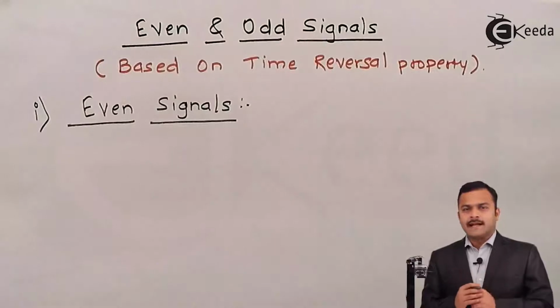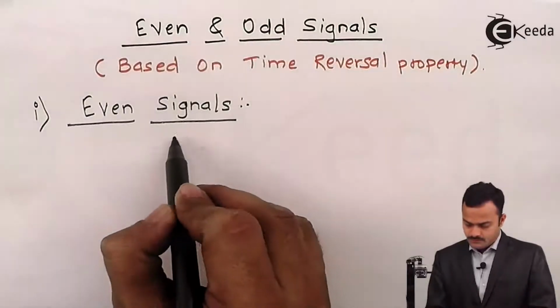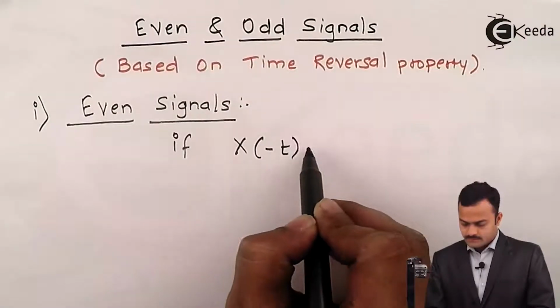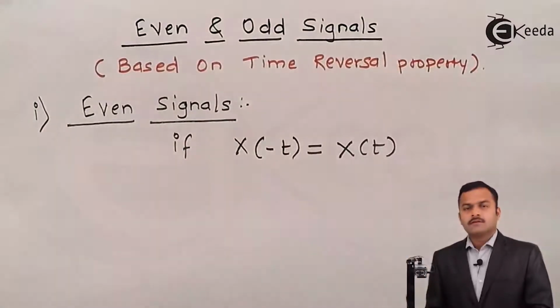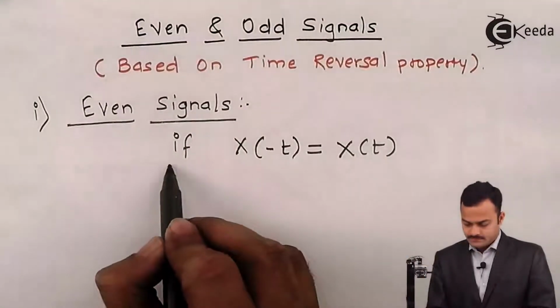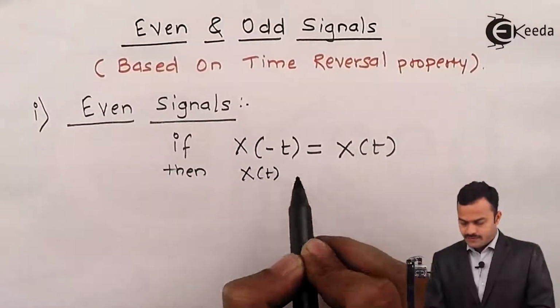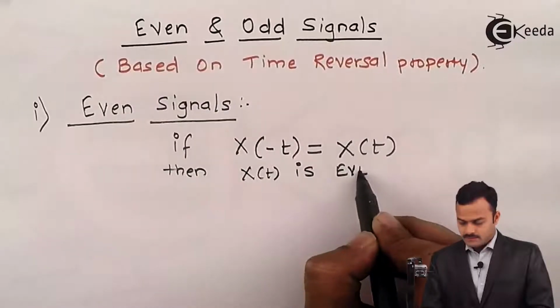So let's consider x of t is any random signal whose time reverse signal will be x of minus t. So if x of minus t is same as x of t, then I can say x of t is even signal.